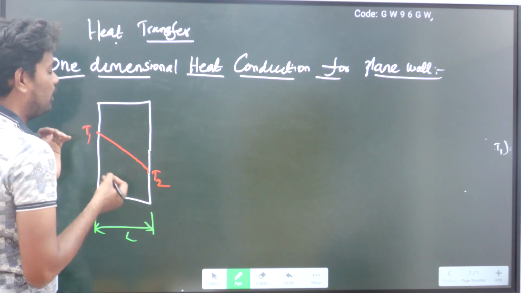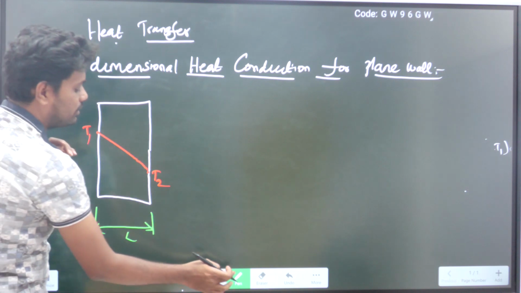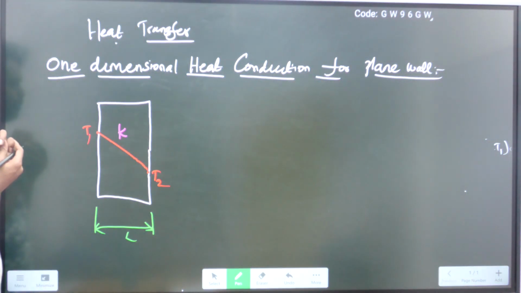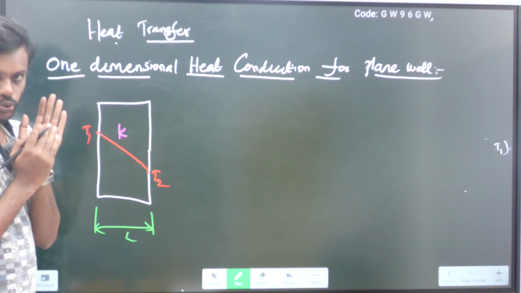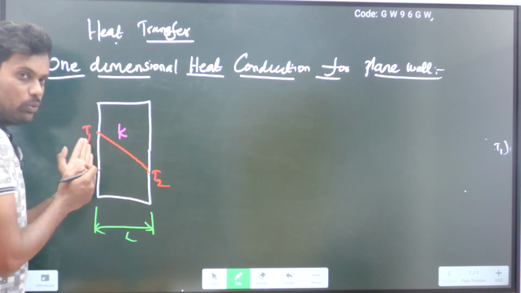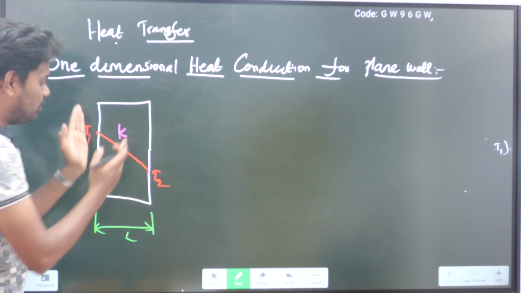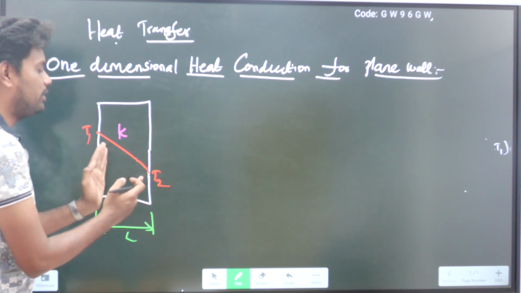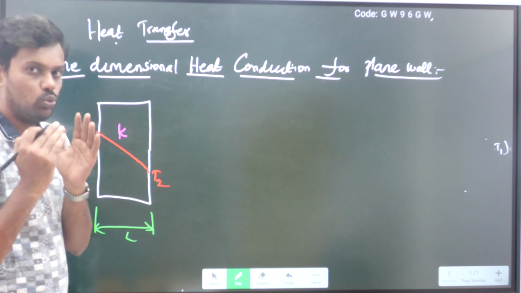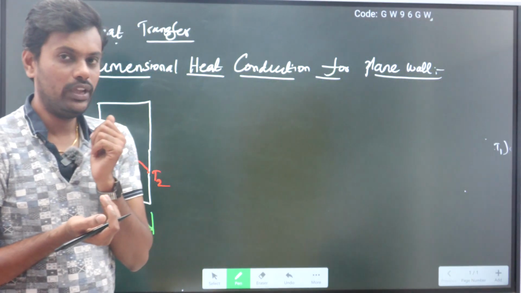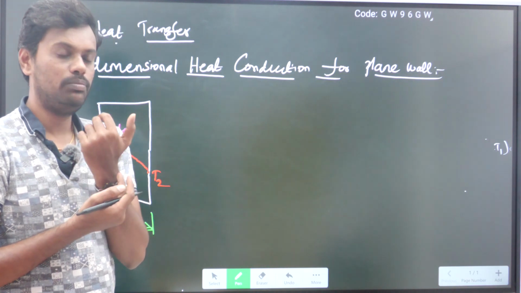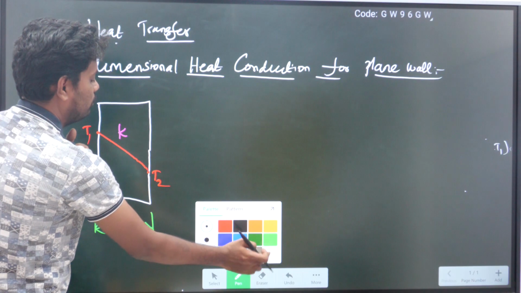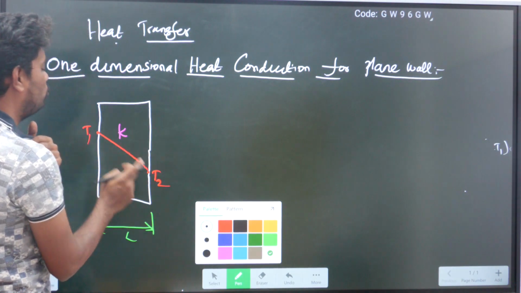Now the thermal conductivity of the wall you take as K. This is the thermal conductivity of the material. Suppose this is one wall which has two sides. One side is at a temperature T1, another side is at a temperature T2. The thickness of the wall is L. The thermal conductivity of the wall, or the object, is K. Every material has its own thermal conductivity, as I said already. Due to that only the heat is conducting from one place to another place. So now you see the heat is transferring from this place to this place.